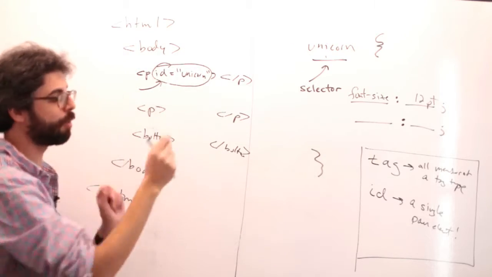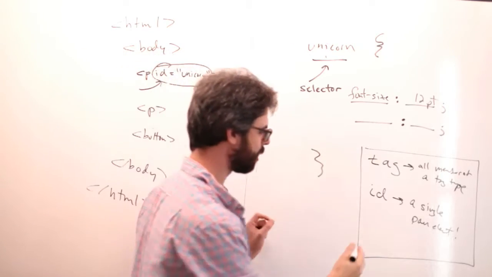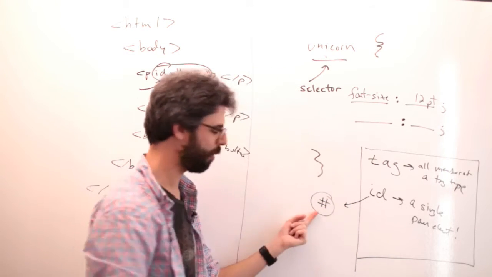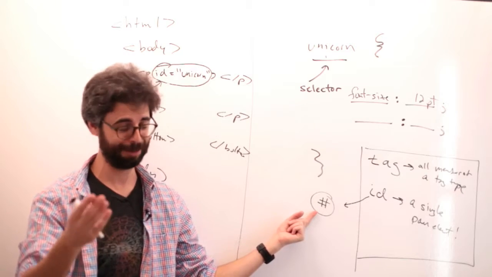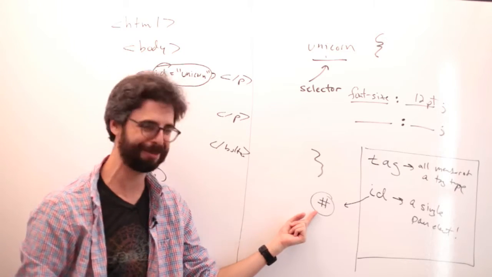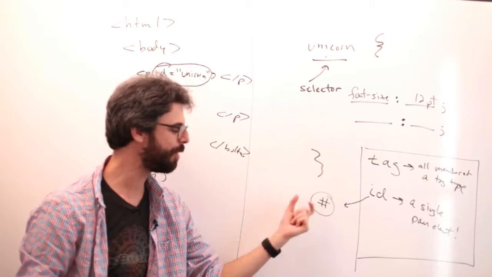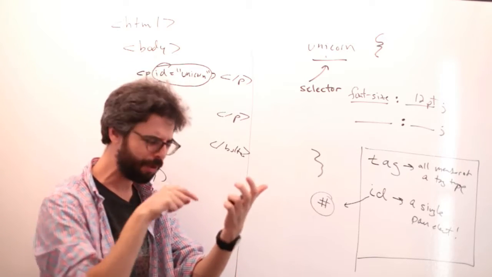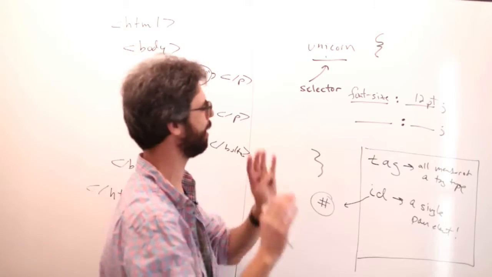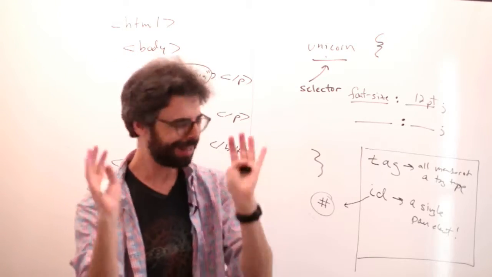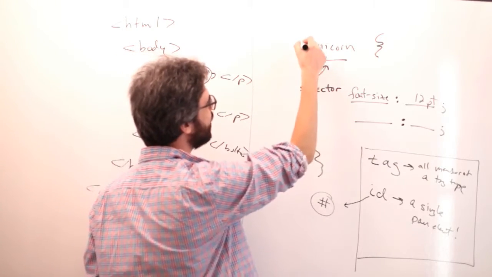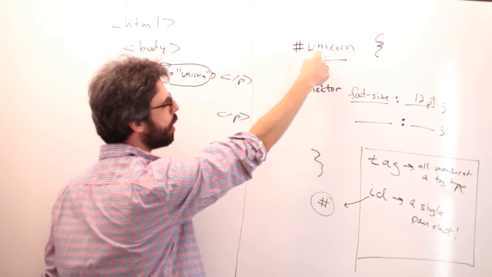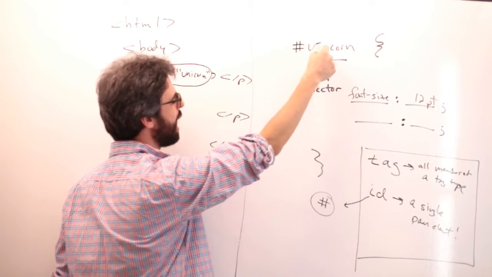Now, this is conceptually the right idea, but IDs are indicated by this pound symbol, or as people who live in today's age would call it, a hash symbol. The same thing you use for a hashtag. So if I say pound unicorn, that indicates I'm looking for an HTML element with the ID unicorn.